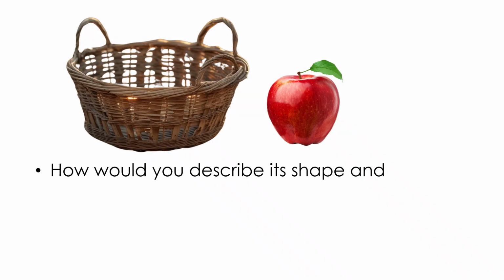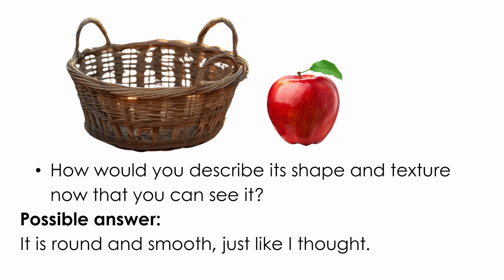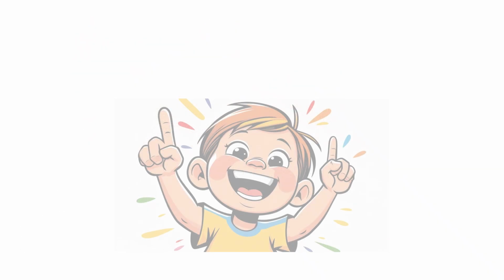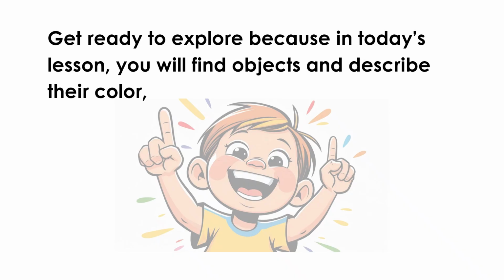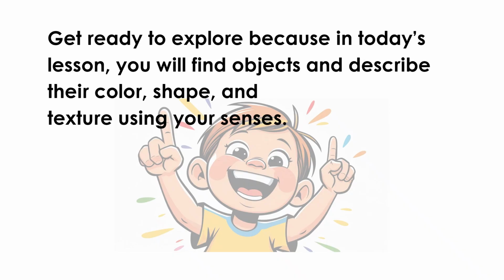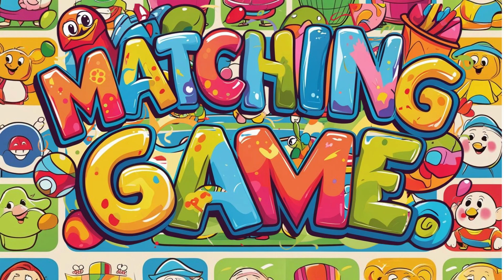How would you describe its shape and texture now that you can see it? Possible answer: it is round and smooth, just like I thought. Good job! Get ready to explore because in today's lesson you will find objects and describe their color, shape, and texture using your senses. Let's begin with this game, a matching game. Are you ready, kids?